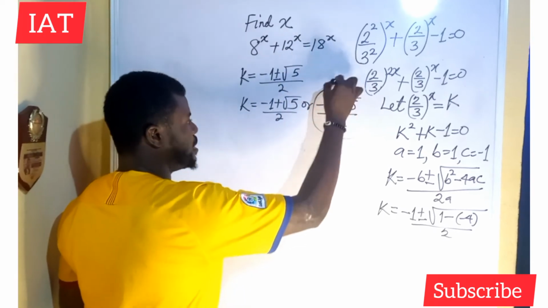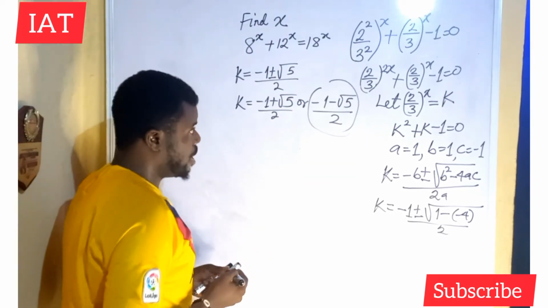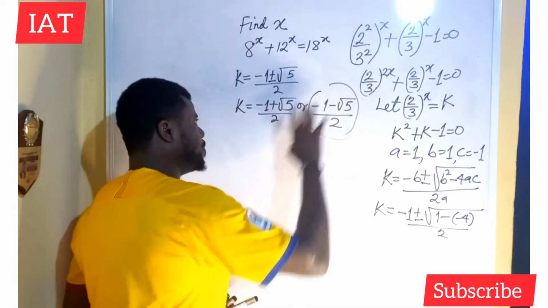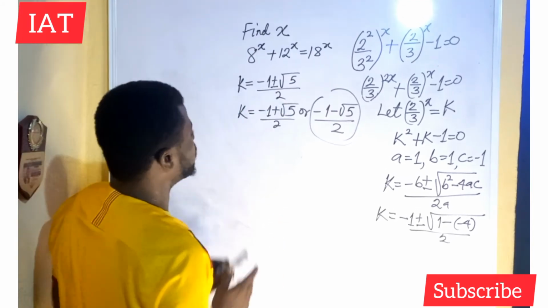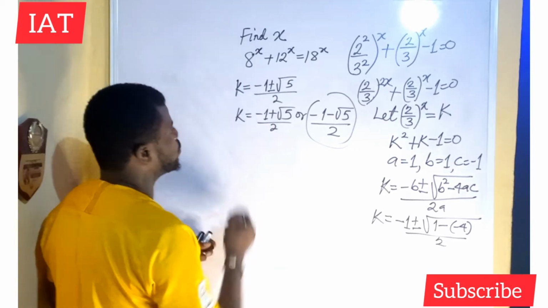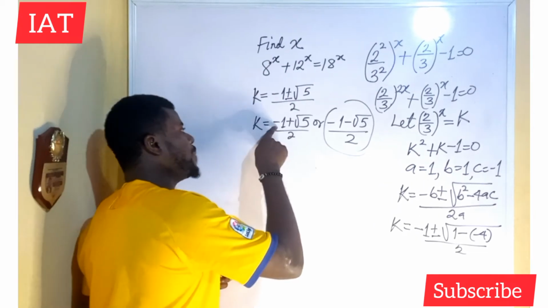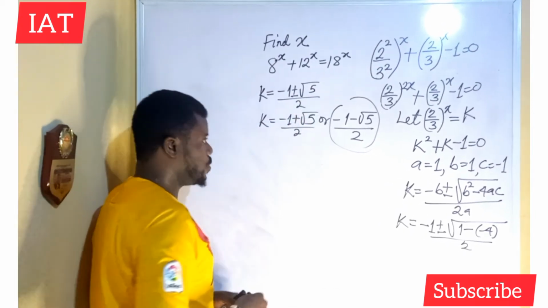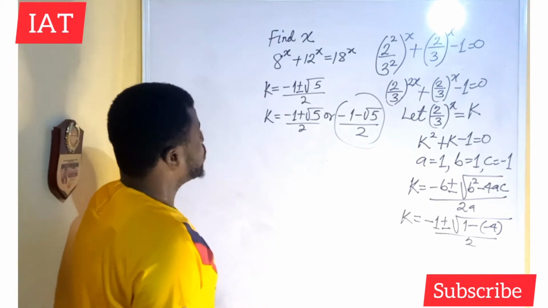And this gives us a negative value, and that is to say we will not make use of this. Let's go by the positive value. How do I mean by positive value? Because minus 1 plus root 5 is the same thing as root 5 minus 1. So we don't need the one starting with negative. It will give us what we want.